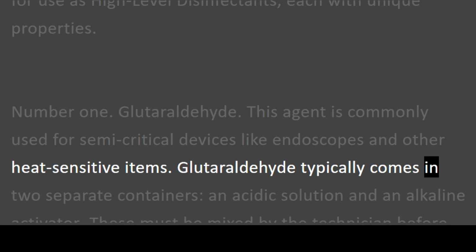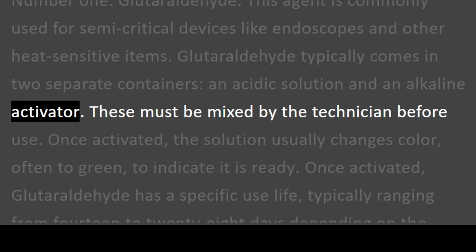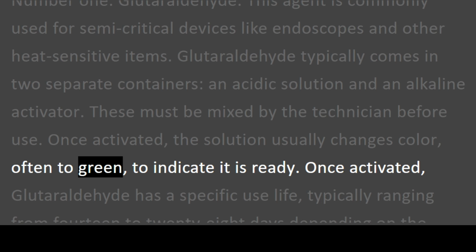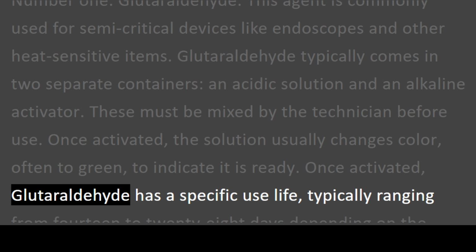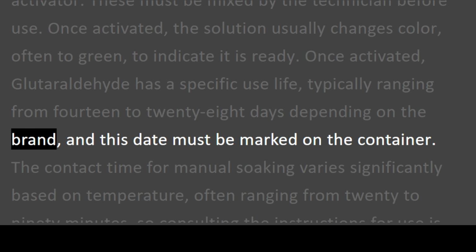Glutaraldehyde typically comes in 2 separate containers, an acidic solution and an alkaline activator. These must be mixed by the technician before use. Once activated, the solution usually changes color, often to green, to indicate it is ready. Once activated, glutaraldehyde has a specific use life, typically ranging from 14 to 28 days depending on the brand, and this date must be marked on the container.